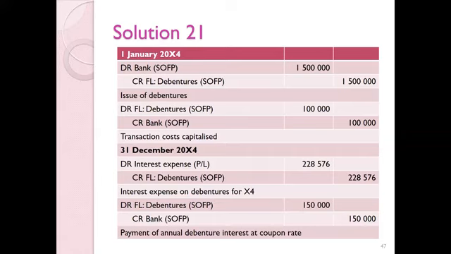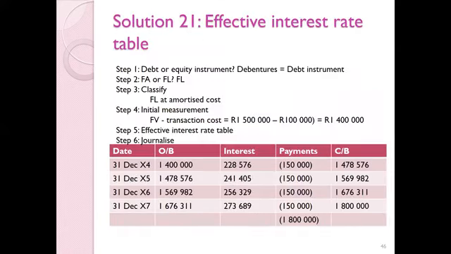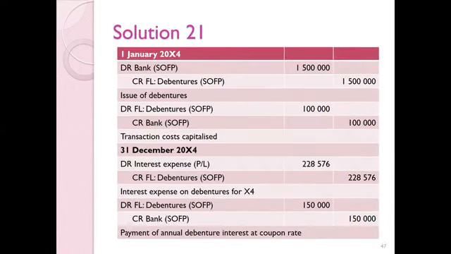Now you could have in fact amalgamated those two journals into one. You could have simply said debit bank with 1.4 million, credit financial liability debentures with 1.4 million in line with what we have developed from step 4.